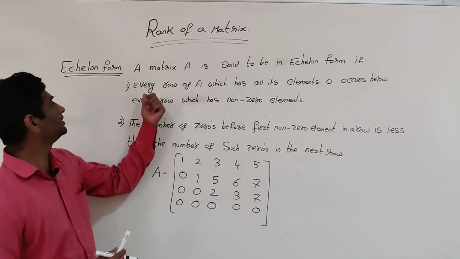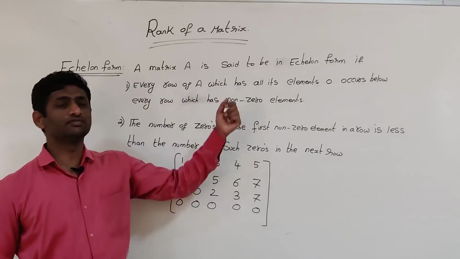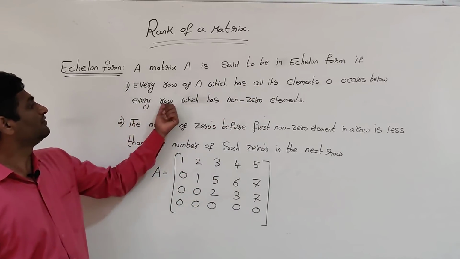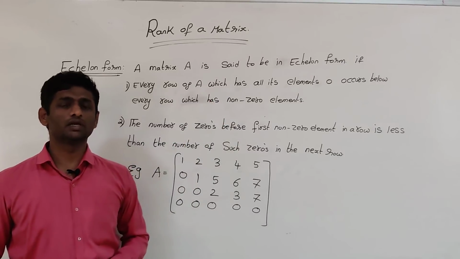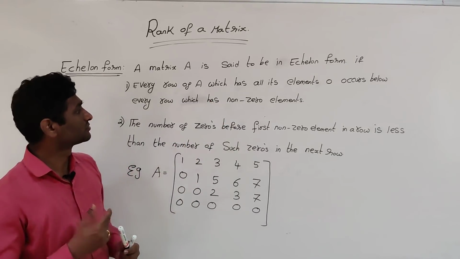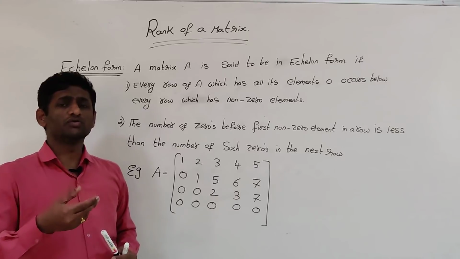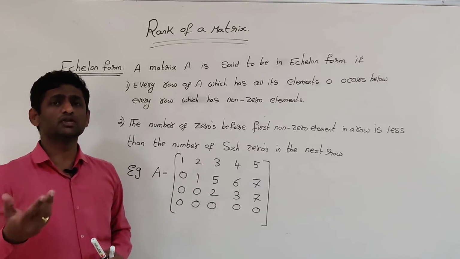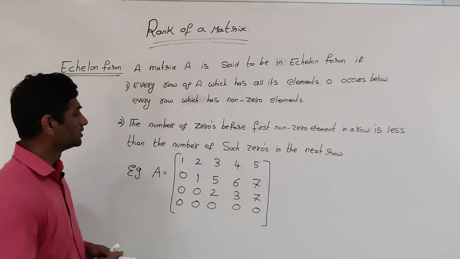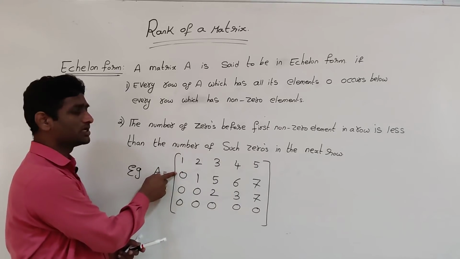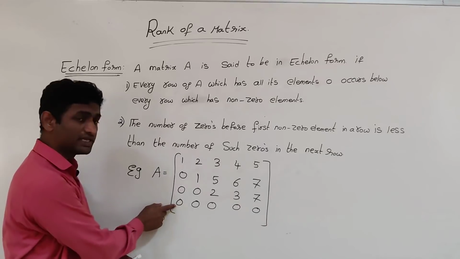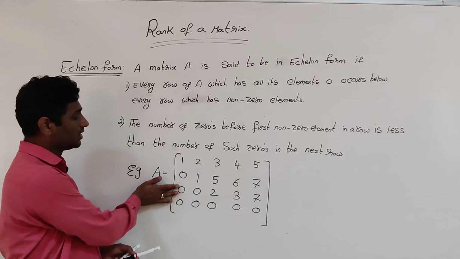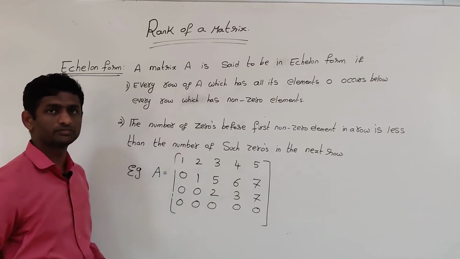See the first condition. Every row of A which has all its elements 0 occurs below every row which has a non-zero element. A non-zero row means a row which does not consist of all zeros. So this is a non-zero row, this is a non-zero row, this is a non-zero row, and this is a zero row. So the zero row appears after the non-zero rows.